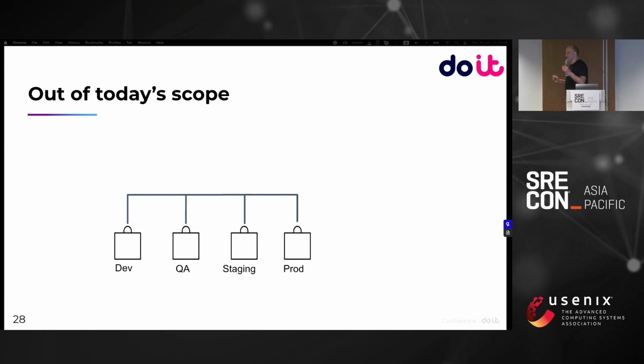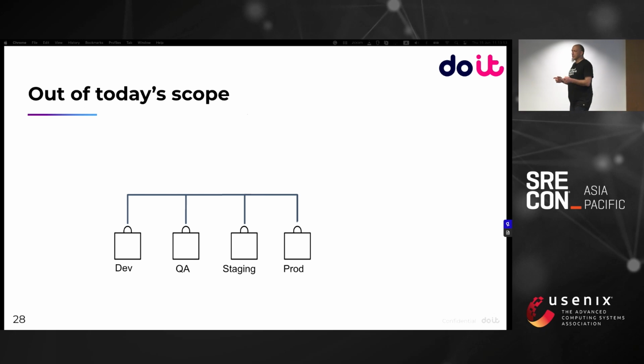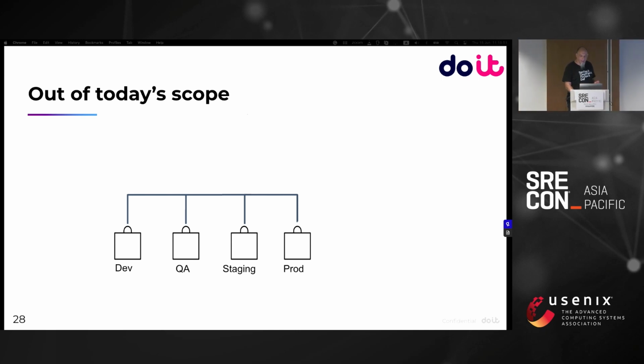Out of today's scope, I'm not going to talk about defining different projects for QA, staging, development, production. Very important, and it's a concept, but that actually is kind of easy to understand, so we'll take that into account, but we're focusing more on the different applications rather than the different levels of the environment.